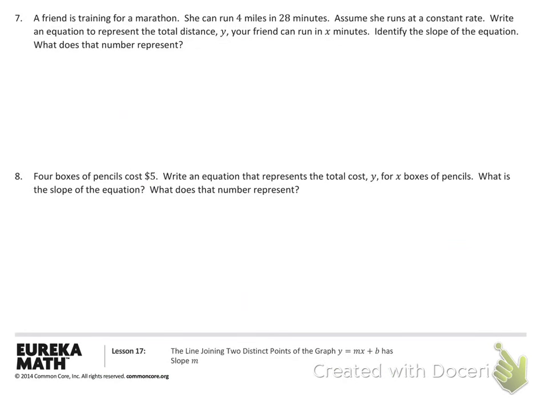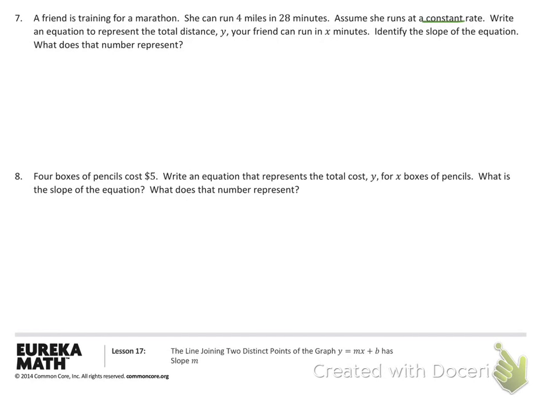Okay, let's look at number 7. This goes back to these constant rate problems that we were doing in the first part of this module. So a friend is training for a marathon. She can run 4 miles in 28 minutes. Assume she runs at a constant rate. Remember, that's important. Write an equation to represent the total distance y that your friend can run in x minutes. Identify the slope of the equation. What does the number represent?